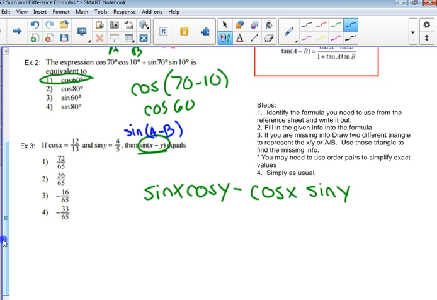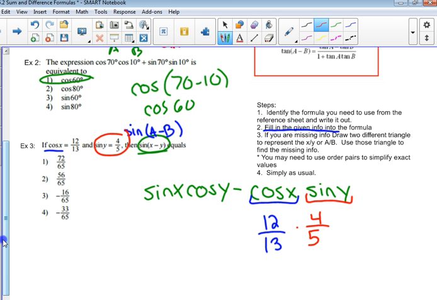Okay, now what we want to do is fill in whatever information we know. So we're going to fill in the given info. We know cos x is 12 over 13. So where I see my cosine x, I'm going to fill this in with 12 over 13. Now they also tell us that the sine of y is 4/5. So over here, sine y is 4/5. Yep, you're going to be multiplying, you're right, because they're smushed together. Now this is where we have to do some work.